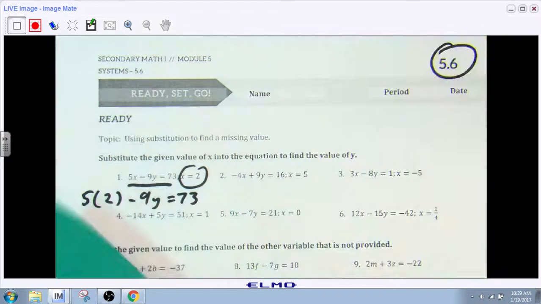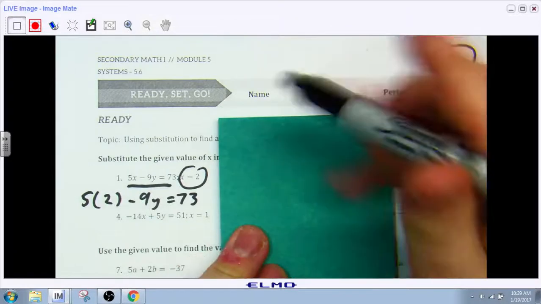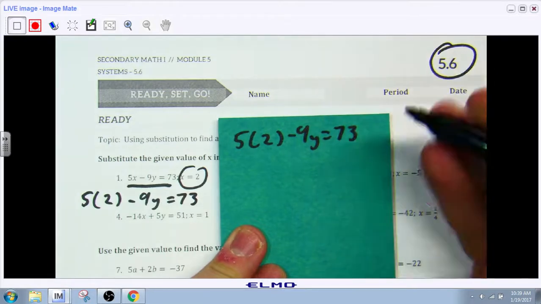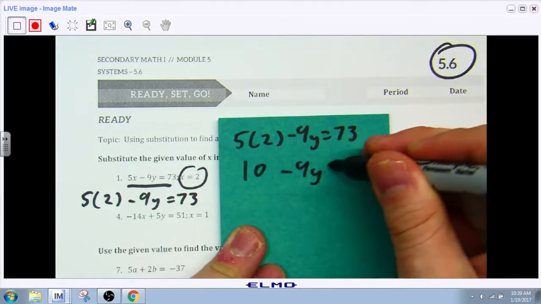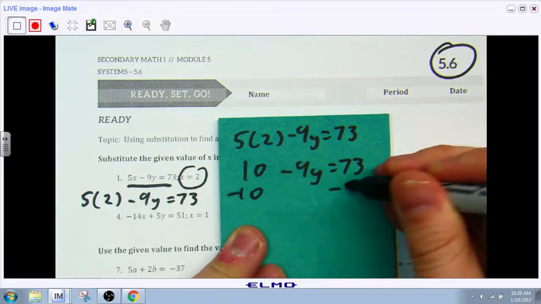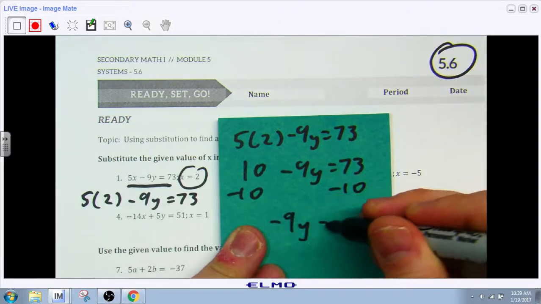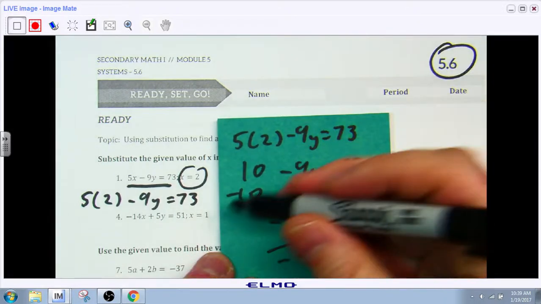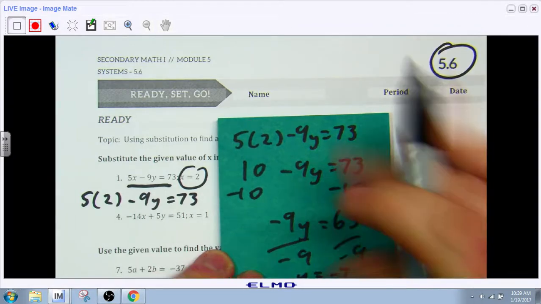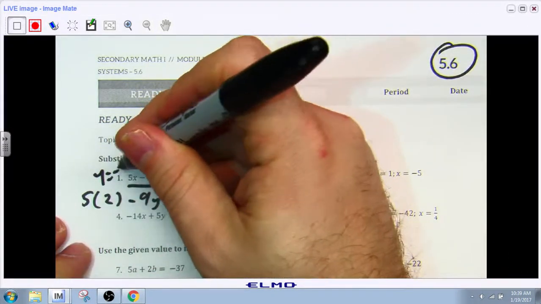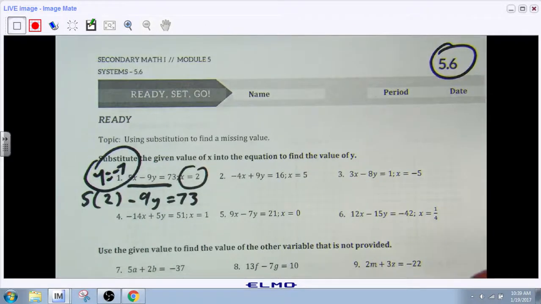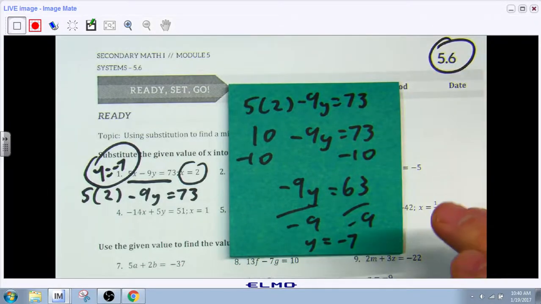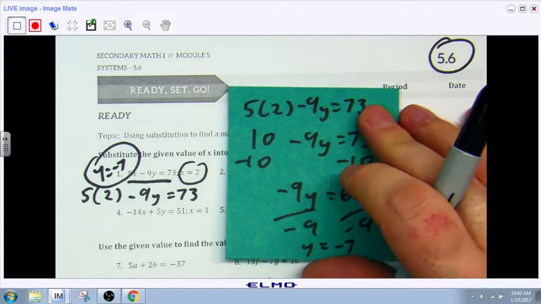So I'll go ahead and do that on a sticky note here. Okay, so I got 5 times 2 minus 9y equals 73. Now I've got to solve for y. So 5 times 2 is 10, minus 9y equals 73. Subtract 10 from both sides. Negative 9y equals 63. Divide by negative 9, divide by negative 9, and so y equals negative 7. And so I would just say y equals negative 7, and that's it. So that's all we're doing, these simple plug and chug problems, solving for a single variable once we've done that.